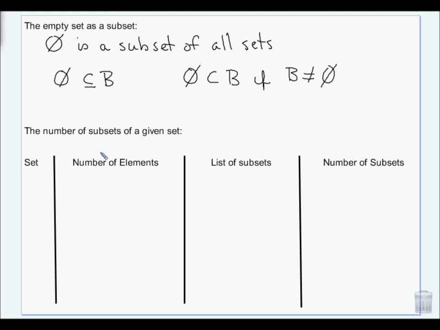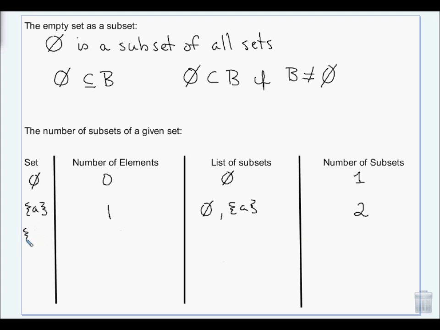Now, here, if I have an empty set, I have no elements. I have one subset, that's also the empty set, so my number of subsets is 1. If I have a set that includes just the letter A, there's one element in it. The subsets are the empty set and A, so that gives me 2 subsets.